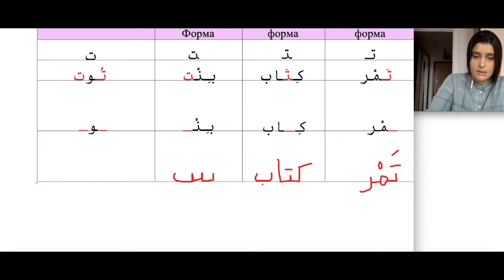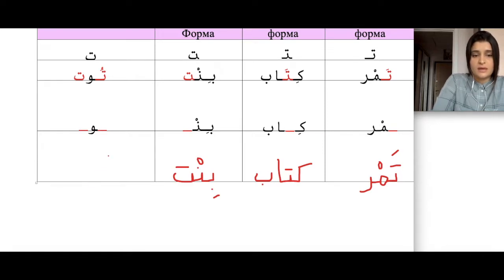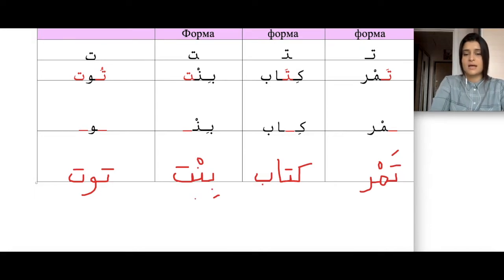Bint. Pay attention, I write from the right to the left. Bint. At the end of the word, when letter Ta is by itself, and at the beginning of the word, as you can see, we have two letters Ta. Toot. At the beginning and at the end.